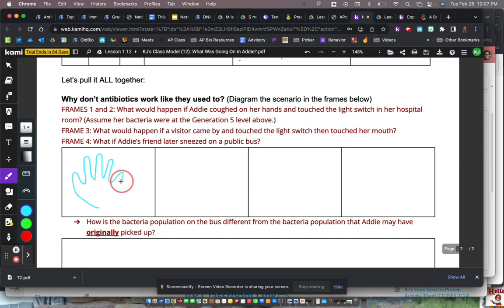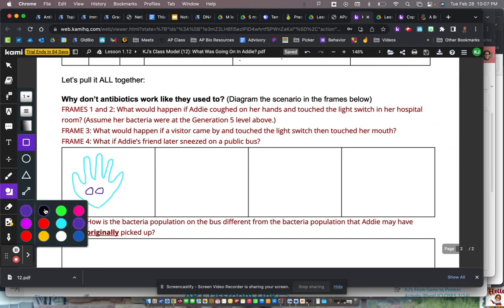The question is, which of these fingers was supposed to be my thumb? Okay, there's her hand. And let's go ahead and use purple to show that she coughs some resistant bacteria on her hand. Okay, and then she goes and touches the light switch in her room.